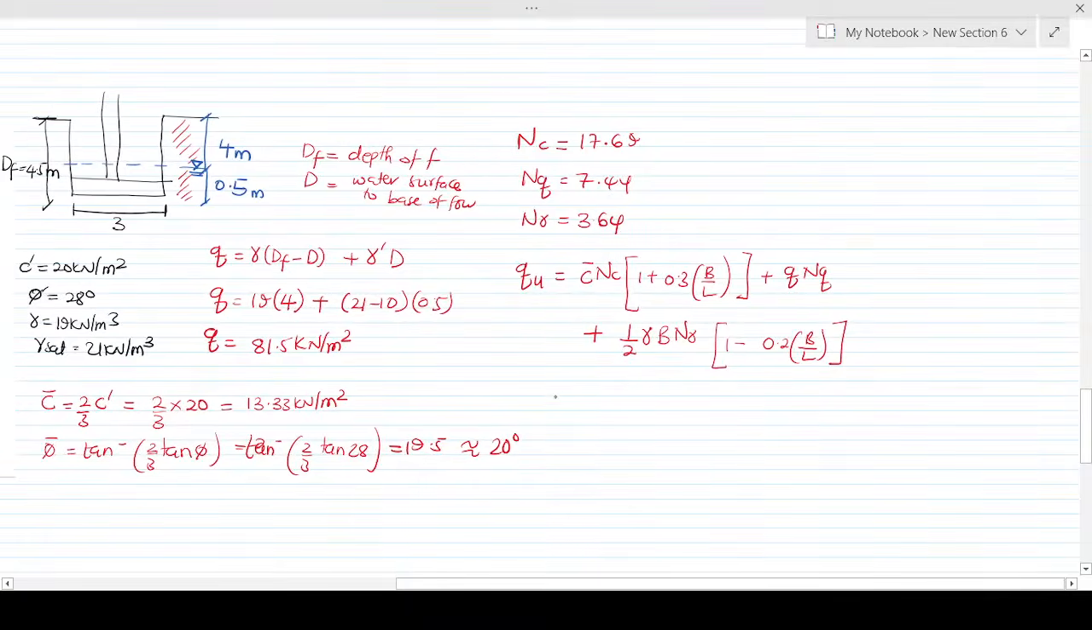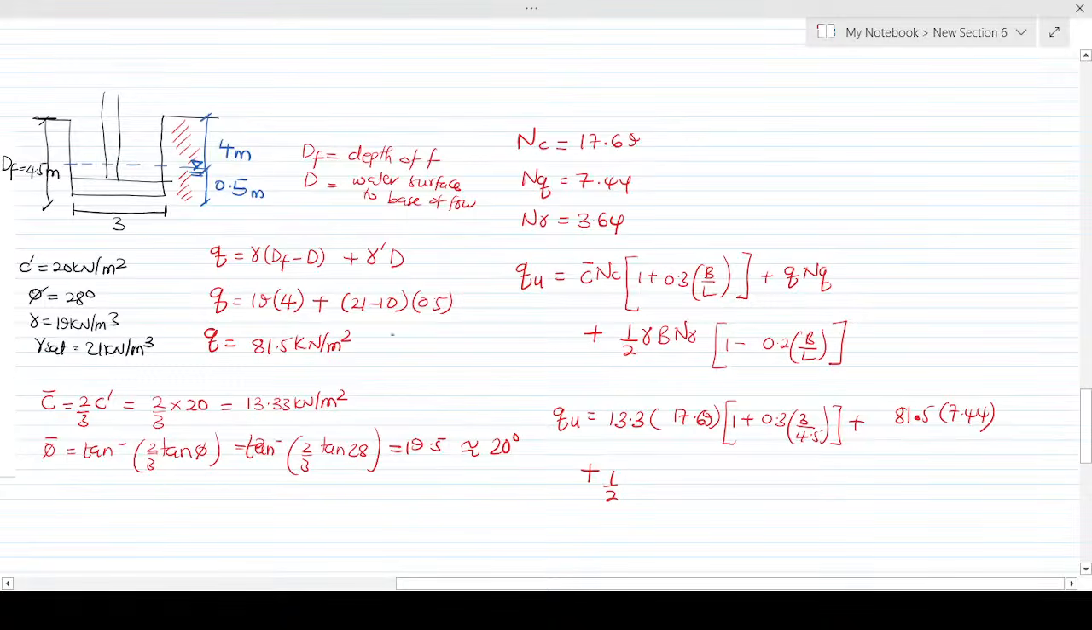So I can see that my qu is equal to c bar. We had 13.3, sorry, 13.3, and Nc is what? 17.69, multiplying 1 plus what? 0.3. B is what? 3 over 4.5. That's the length given in the question. Plus q was what? 81.5 multiplying Nq. Nq is 7.44, right? Then plus 1 over 2 gamma.